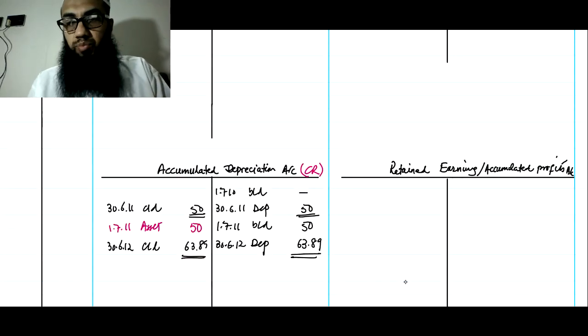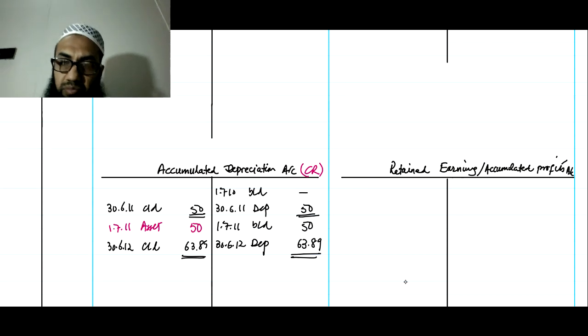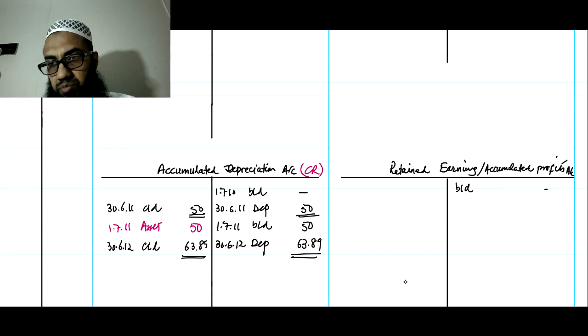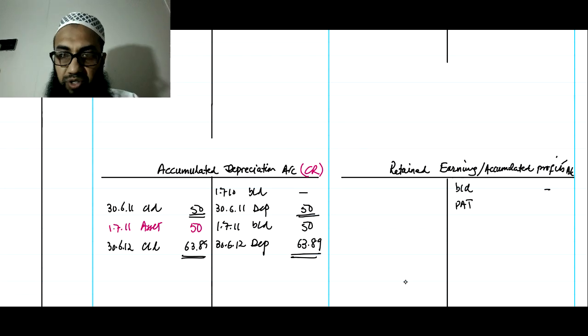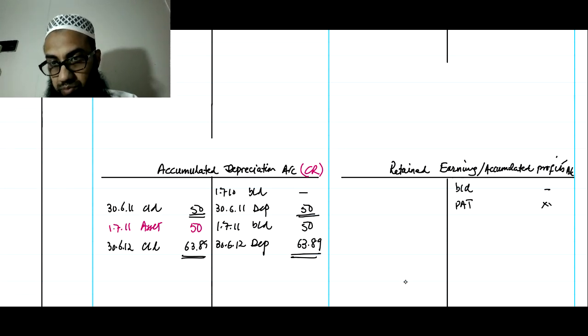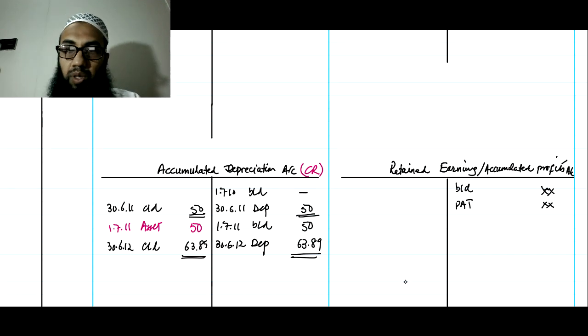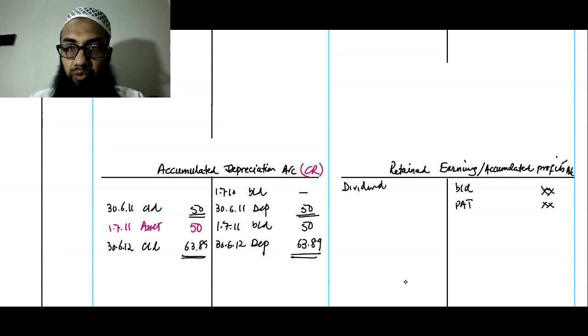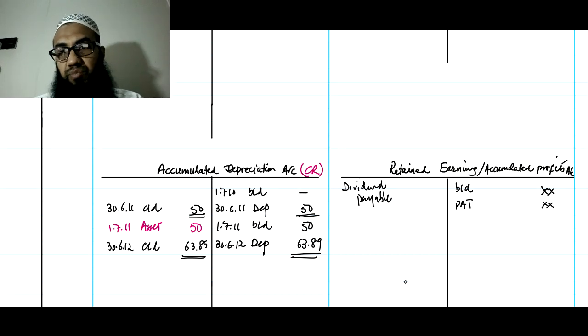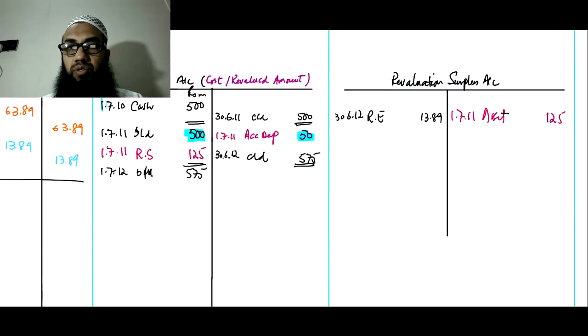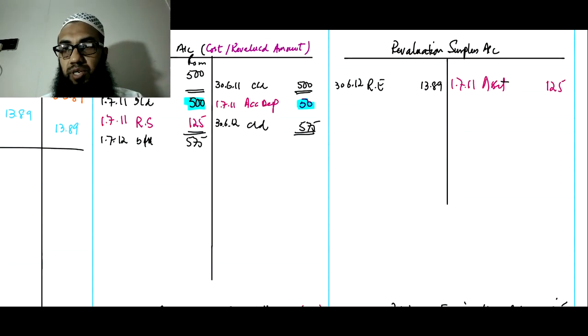Retained earnings, accumulated profits. What are these? What is retained earnings? What entries came in it? It has bad debts something, profit after taxation something, it has a dividend payable, transactions something, and it has one entry of revaluation surplus debit, retained earnings credit.